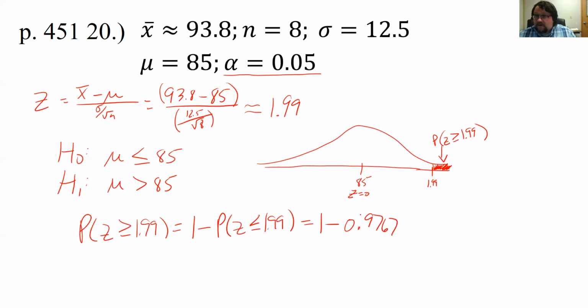0.9767. And this is a one-tailed test. So I'm going to figure that out. 1 minus 0.9767 is 0.0233. So how does that compare to alpha? Well, that's less than my alpha value. What that tells me is I should reject the null hypothesis.